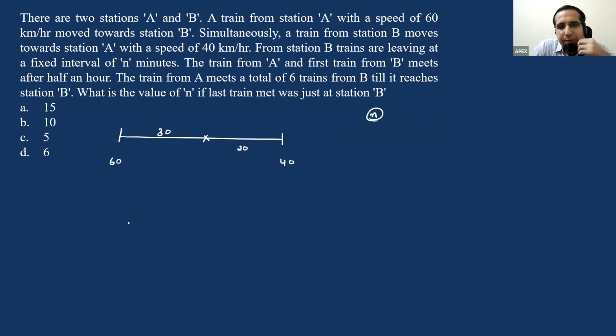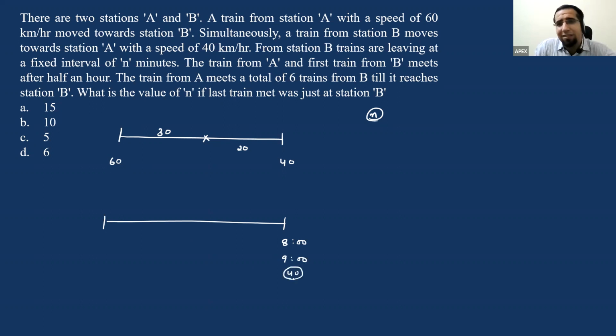Now, the train from A meets a total of 6 trains from B till when it reaches station B. This is the first train meeting point. Clear? And every train is starting at an interval of n minutes. Let's take an example, guys. Suppose this train started at 8 o'clock. The other train started at 9 o'clock. Okay. And the speeds are 40.